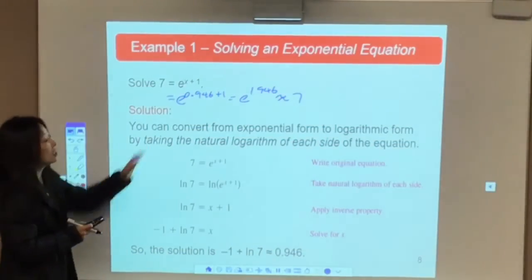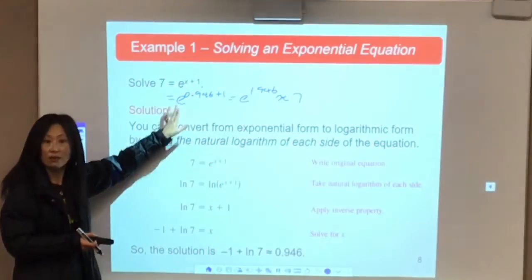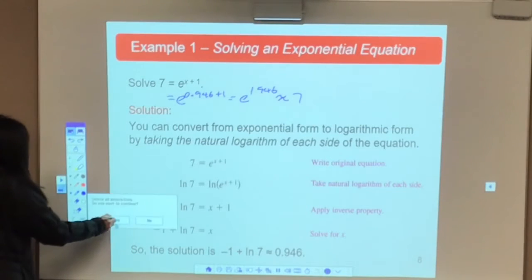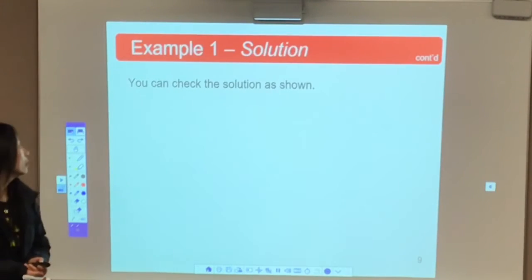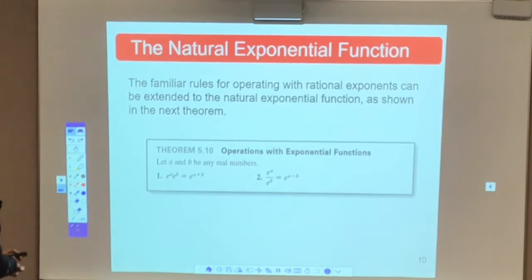So as you see, e is what? It's a number. Are you with me? It's not a variable, it's a number. So they're checking the solution to make sure that it's exactly the same. Yes, they're the same. All right, next thing.